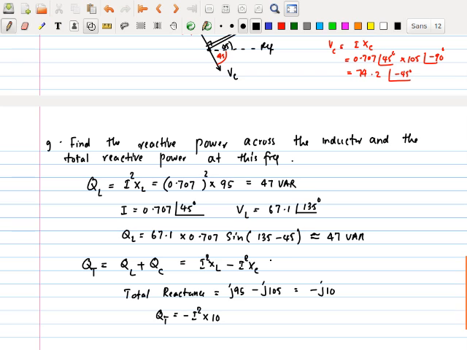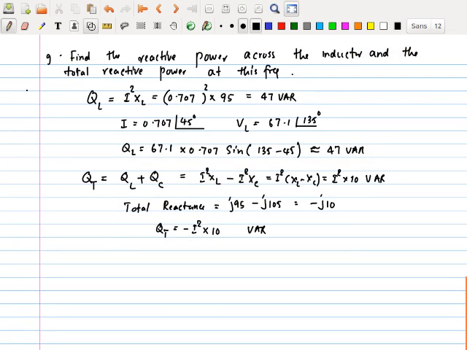So you get the same answer. Here also same answer. I squared times XL minus XC, it's 95 minus 105, you would have got the same thing. I squared times 10. There you are.